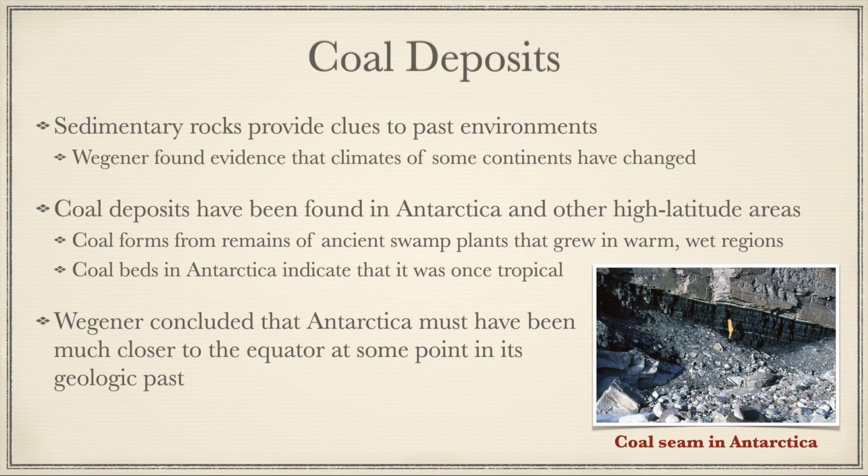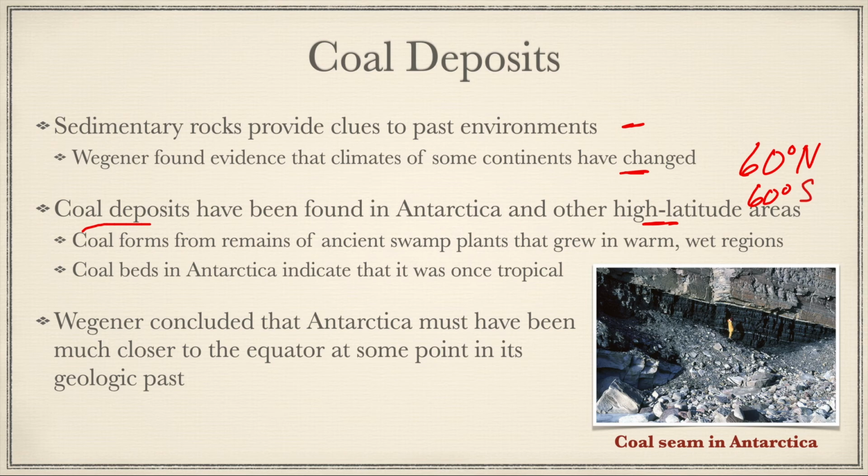Now, coal deposits. Sedimentary rocks, again, provide clues of past environments. We kind of saw that with the plant fossils. Now, Wegener found evidence that climates of some continents have changed. Again, by some of the plant fossils that are found there, and also coal deposits. So coal deposits have been found in Antarctica and other high latitude areas. High latitudes basically meaning like 60 degrees north or south. So 60 degrees north or south of the equator would be our high latitudes.